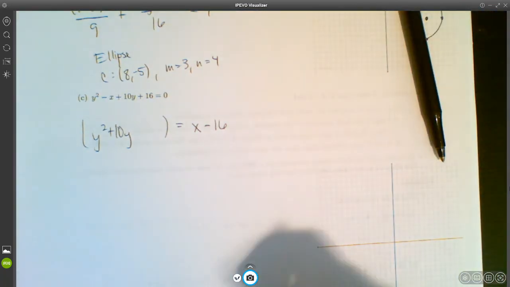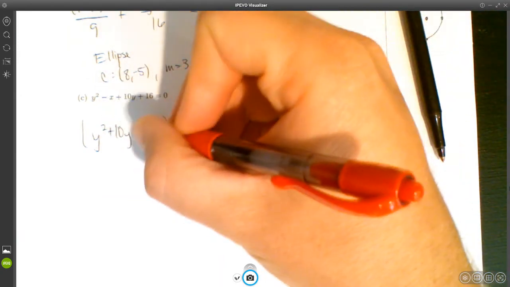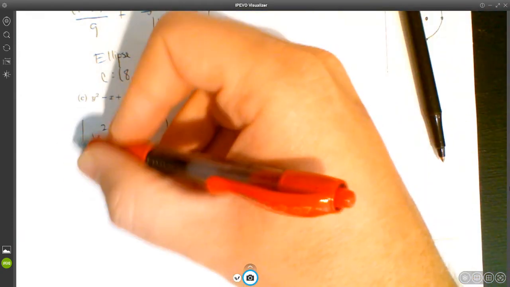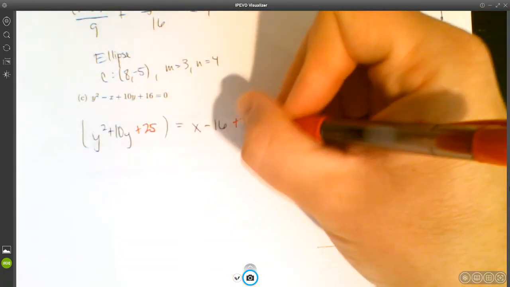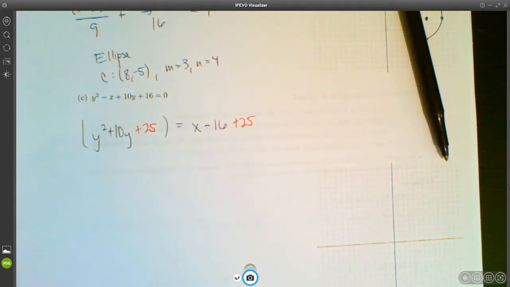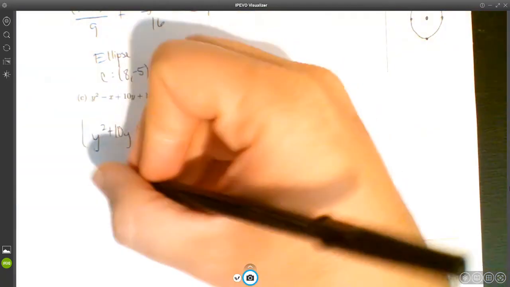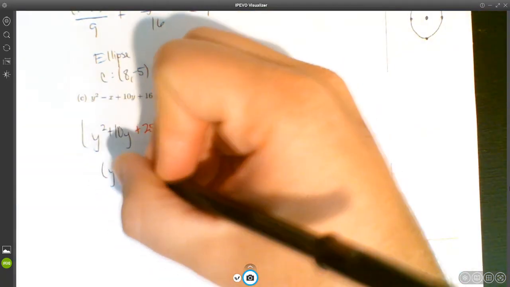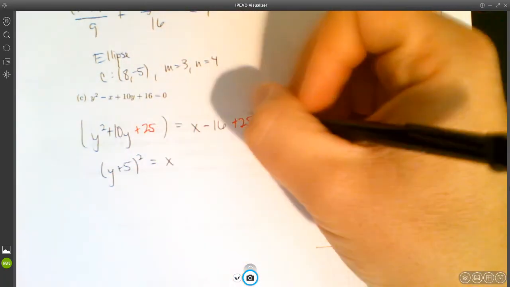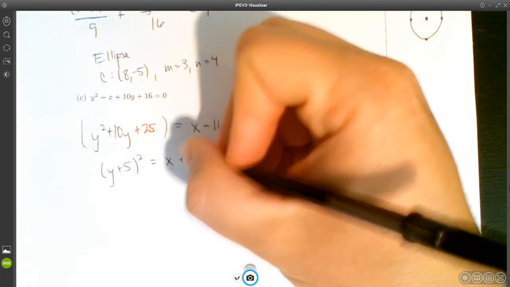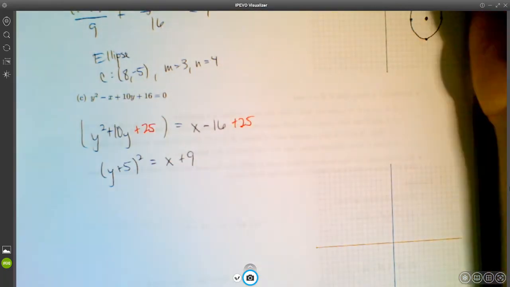Now, we've completed the square on this one already, right? Half of 10 is 5, and 5 squared is 25. I don't have any coefficient out here, so I really am just adding 25 in order to balance that on the left-hand side. I get y plus 5 squared equals x plus 9, I believe.